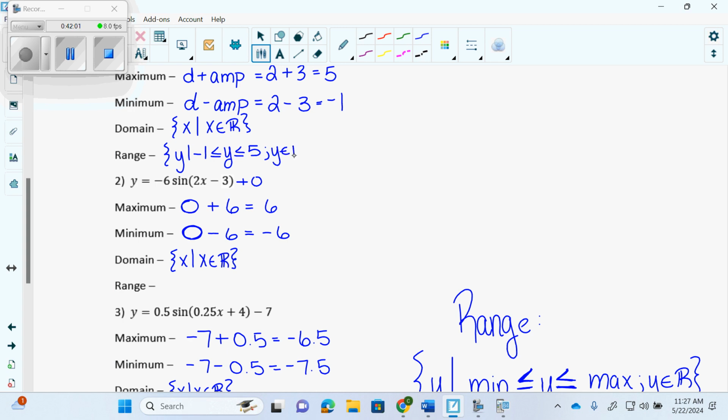The only time you don't have equal to signs is when an asymptote is involved, and asymptotes are involved in exponentials and logs, right? Other than that, we're going to have equal to signs. It's only when you have an asymptote that it doesn't count. This range is going to be y such that your minimum, -6, is less than or equal to y is less than or equal to your maximum, which is 6. Y is an element of the reals.